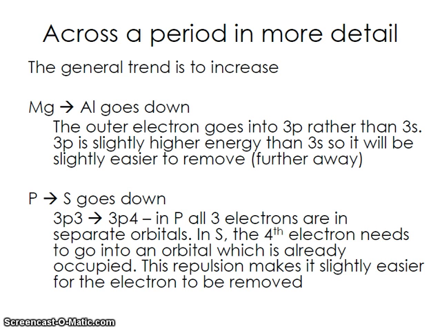So because the 4th electron has had to go into an orbital which is already occupied, there's going to be some electron-electron repulsion there, and that repulsion makes it slightly easier for the electron to be removed, which is why the ionisation energy goes down.